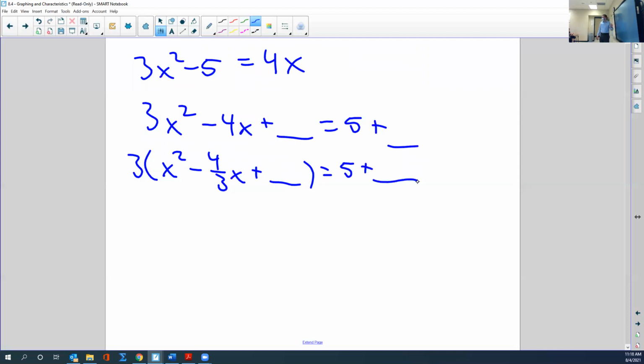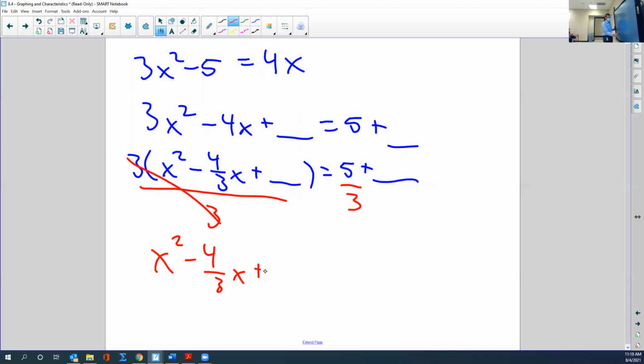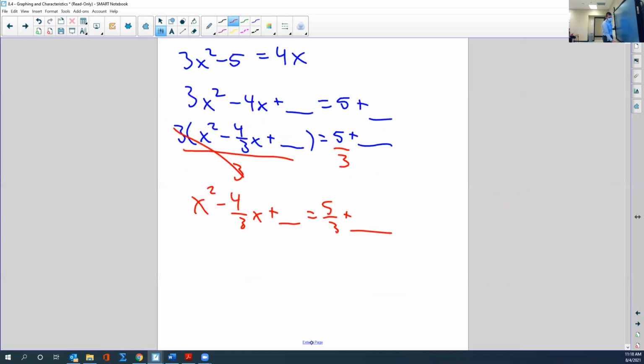And then from there, you could leave the 3 there, take half of 4/3 and work from there. There's nothing wrong with the way that I just showed. But what we could also do, if that is a problem for you because you forget to multiply the 3 out, is divide both sides by 3, but you need to remember to divide the right side by 3. If we do that, we end up with x squared minus 4/3 x. We just cancel these out. Plus blank is equal to 5/3 plus blank.